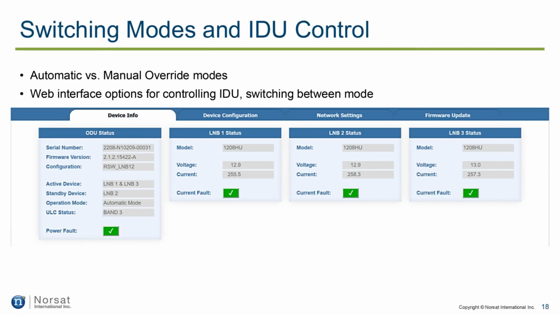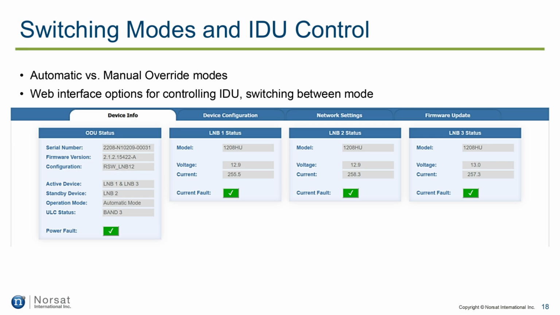Now, let's talk about the different switching modes and how the IDU can be controlled. There are two main operation modes for the redundant switch system: automatic mode and manual override mode. In automatic mode, the system automatically switches from the active device to the standby device if a fault is detected. This ensures that there is minimal downtime in case of a failure.